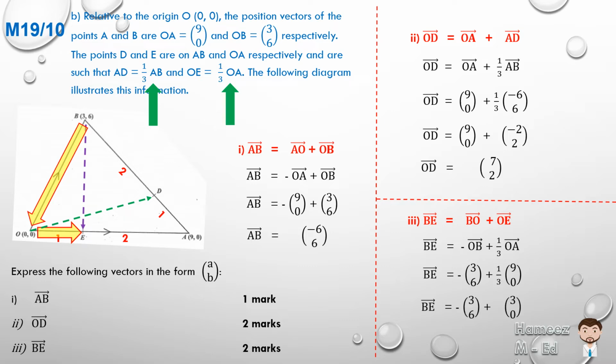So we could solve the top. Minus 3 plus 3 is 0. And minus 6 plus 0 is minus 6. So BE is telling us that there are 0 units to the right or left, which means we're only moving vertically. And how much are we moving? We're moving 6 units down. So this sketch makes sense.